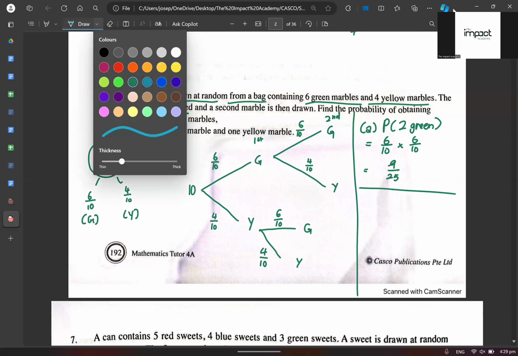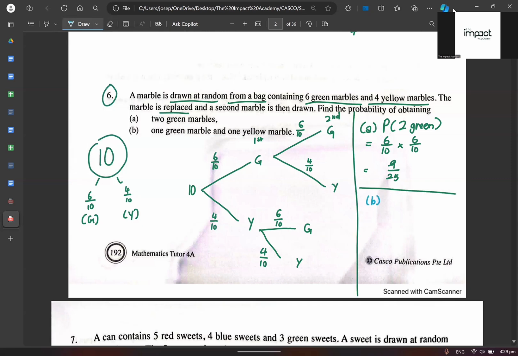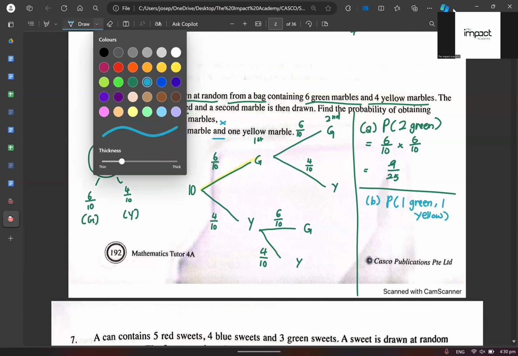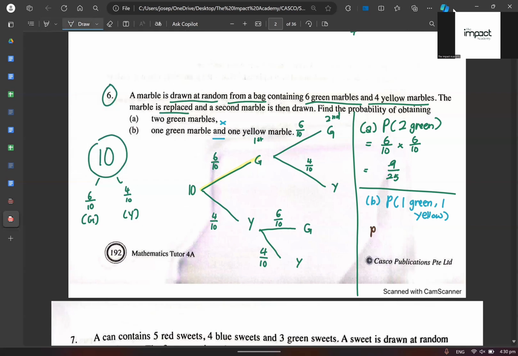Okay, then of course we go on to the next one, which is B. What is the probability of 1 green and 1 yellow? What does the keyword say? 'And', so I'm going to multiply. Correct? So you can use your plus in the middle. Very good. Times, plus, then times. Very good. You see, you caught it already. So what are you going to get? The probability of green then yellow, plus the probability of yellow then green.